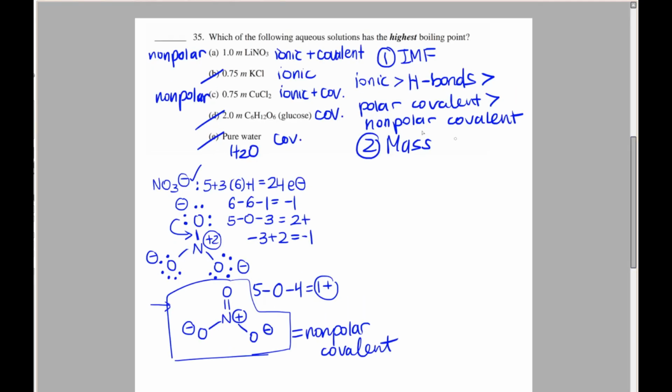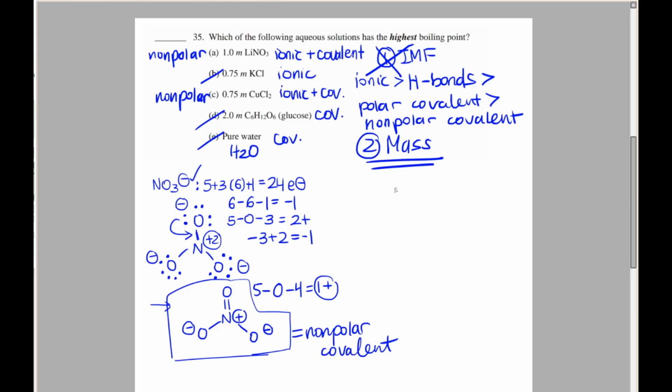And now, since both A and C are ionic, covalent, and nonpolar, we can't just use IMF, or intermolecular forces, to determine which one of these has the highest boiling point. So now we have to look at the mass. So that's where this 0.75 and 1.0 moles comes into play. I'm not going to bore you with the molar mass of these compounds, so I'm just going to give them to you. But I think on an exam, you'll have to calculate it yourself, but that should be pretty straightforward.